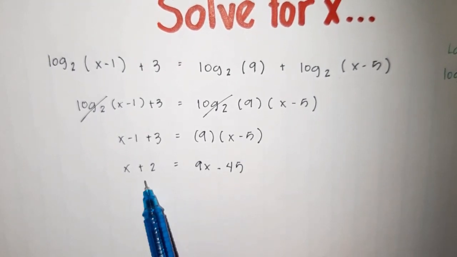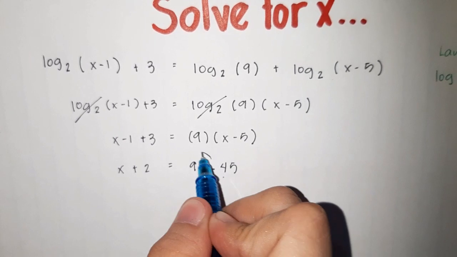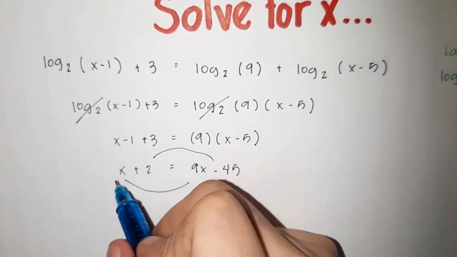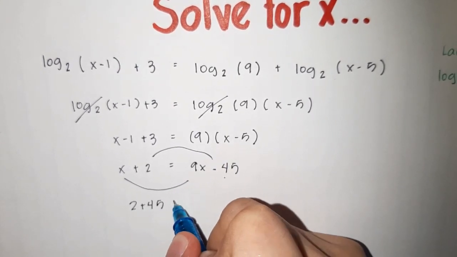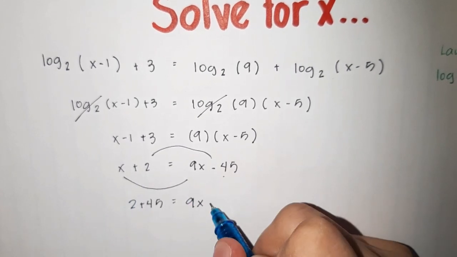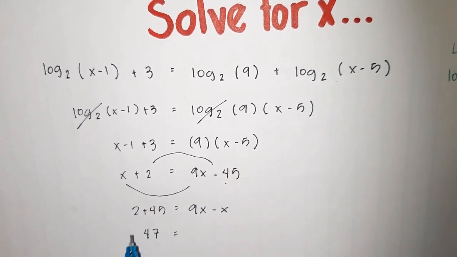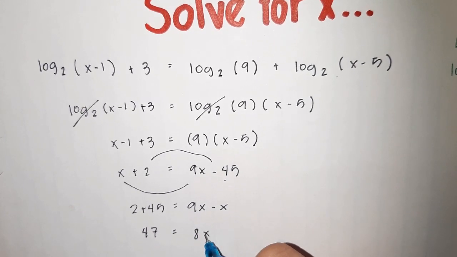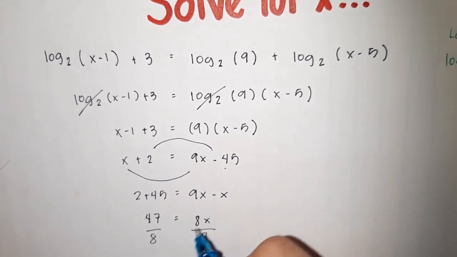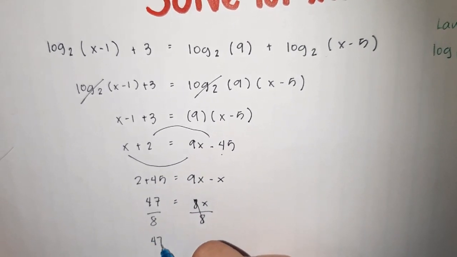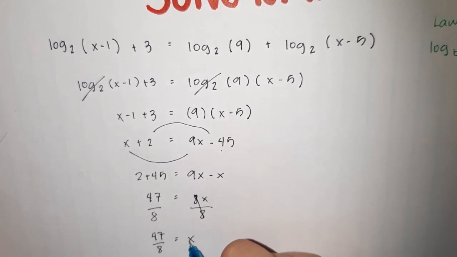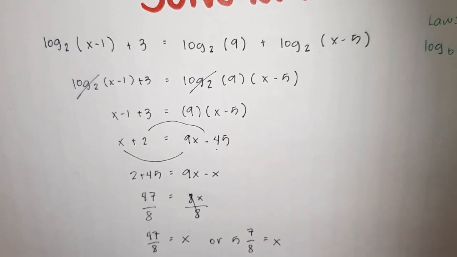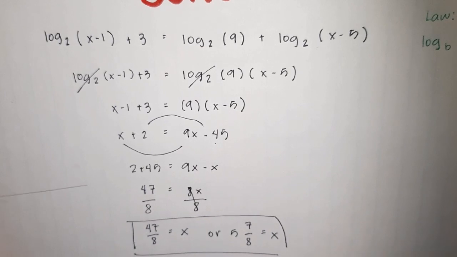So we have to combine like terms. Transpose negative 45 to this side and positive x to the other side. So negative 45 will be positive 45, and positive x will be negative x. 2 plus 45 is 47, and 9x minus x is 8x. Divide both sides by 8 to cancel this out and bring down 47 over 8 equals x, or 5 and 7 over 8 equals x. Now we have our x.